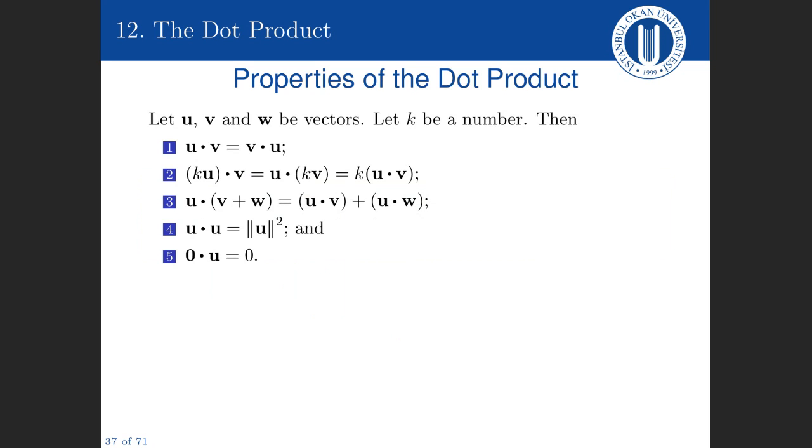Some properties of the dot product. Let's suppose we have three vectors u, v, and w, and some number k. It doesn't matter which order we do a dot product in. u dot v is the same as v dot u. It doesn't matter when we multiply by the number k. k u dot v is the same as u dot k v, or k times u dot v.